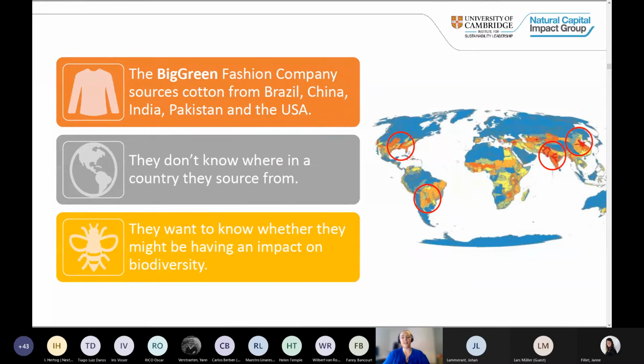As I talk you through these components in more detail, I'm going to use a hypothetical example, the Big Green Fashion Company. This company sources cotton from Brazil, China, India, Pakistan, and the US. But they don't know where within the country they're sourcing from, but they do want to know whether they might be having an impact on biodiversity.